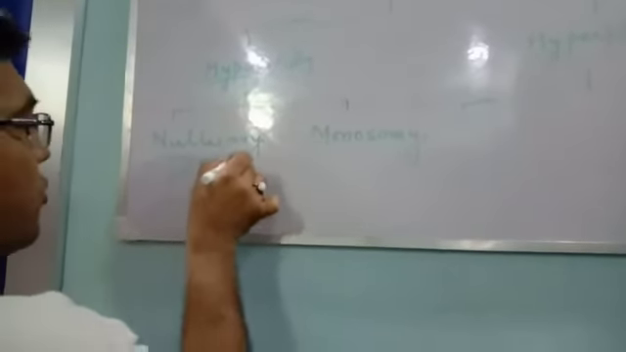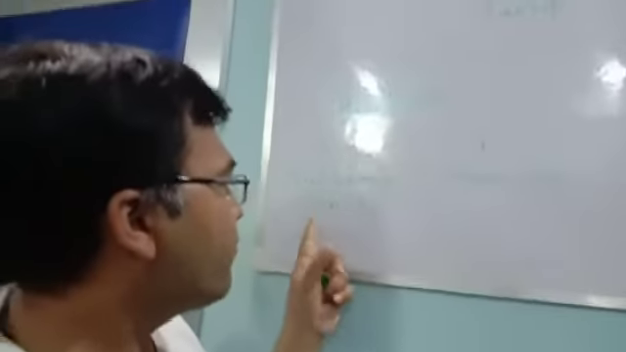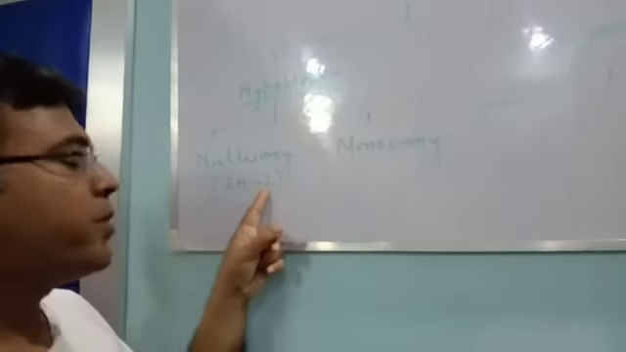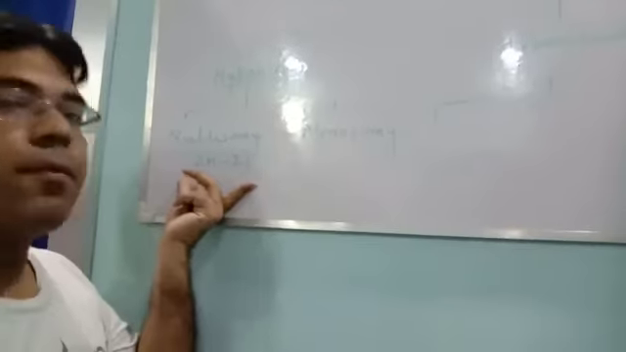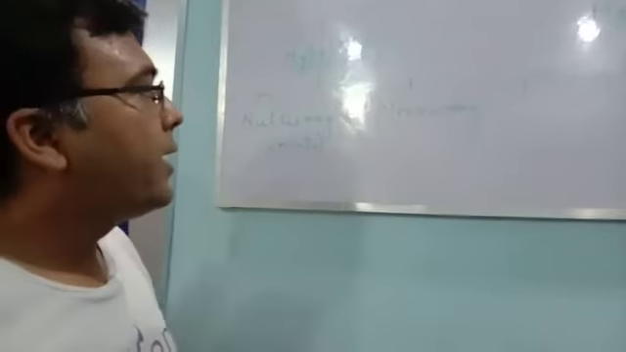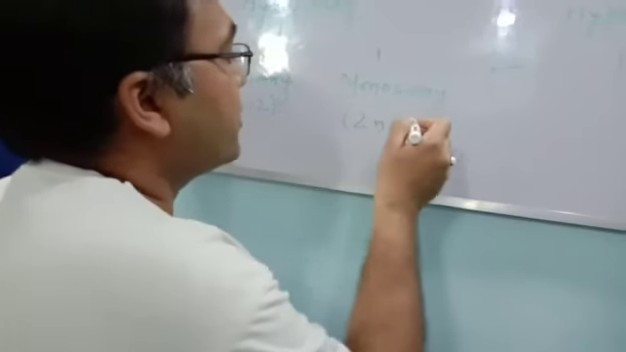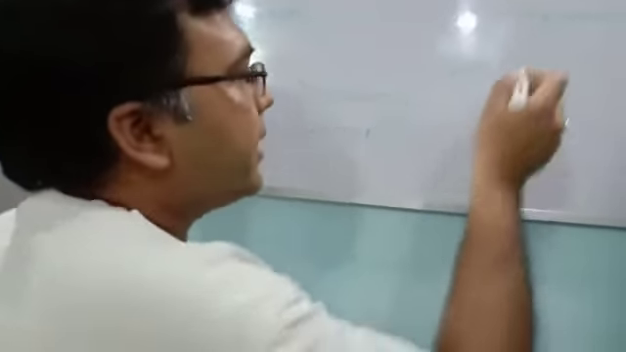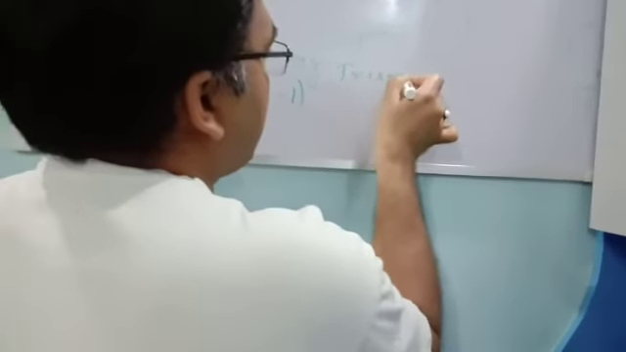So nullisomy, in which it is 2n minus 2. We know that every chromosome is present in a pair in human beings. So one of the chromosomes is not present in any one copy even. So even the one copy of that particular chromosome is not present. So that chromosome is completely lost from the set, and that chromosome is not having even one copy. And in monosomy, all chromosomes are present in pairs, but one of the chromosomes is present in only one copy.